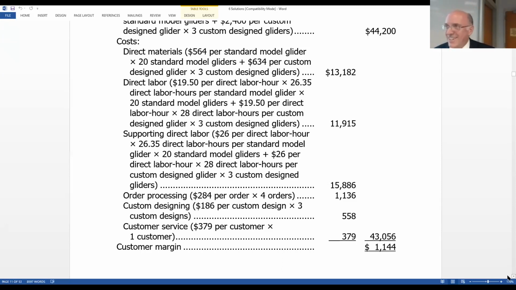Okay, so where are we going with this? Basically the profit margin of 2.6% could be good, could be bad. The fact that it's positive is at least sort of good news.